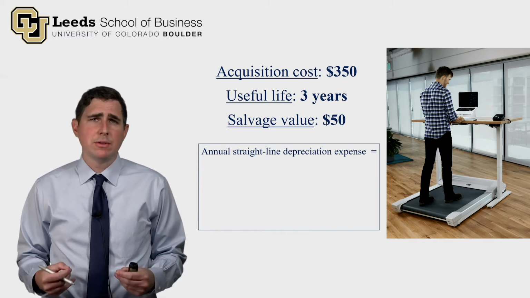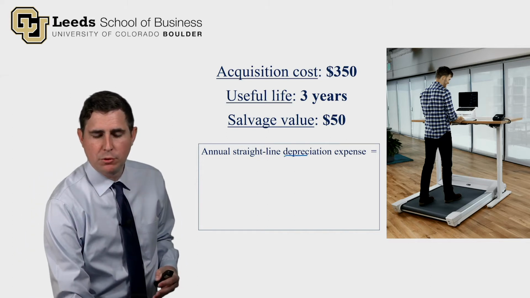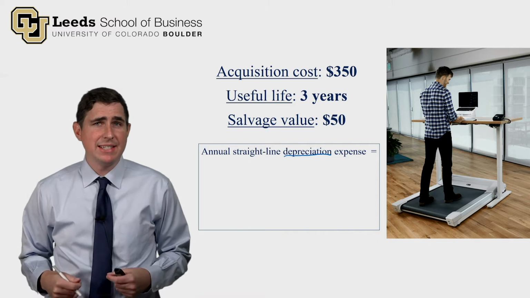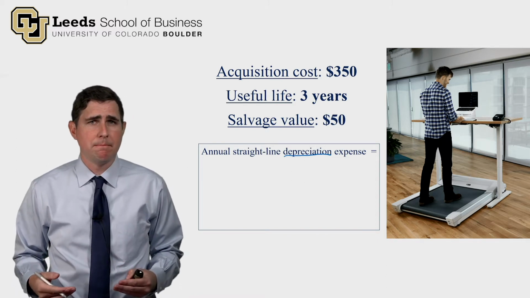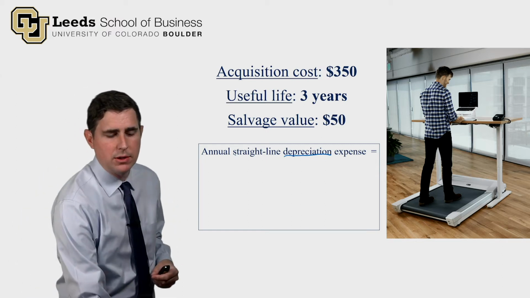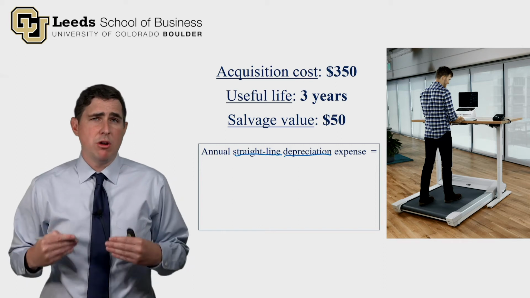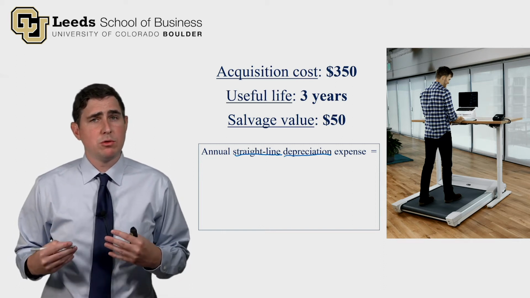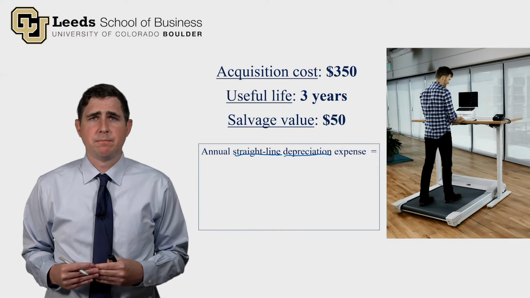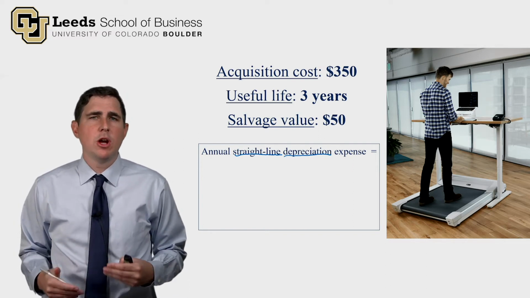We need our accountants to estimate what is the nature of the depreciation. So depreciation means that the asset loses its value over time. And the way almost all companies account for depreciation is by using the straight line method. And so here are the estimates we need to compute straight line depreciation expense. We need the acquisition cost, which was $350. We need to know its useful life.